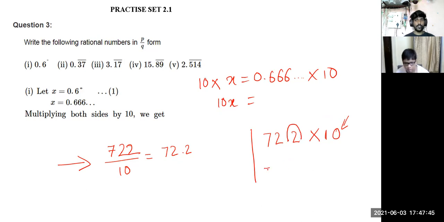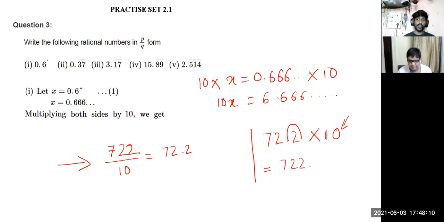So what will be the answer after multiplying? Can you tell me? Shift the decimal point. So 722. After this there is no number, so it's okay, we just write 722. So the answer would be 6.66666 and so on. So I hope you understood this.